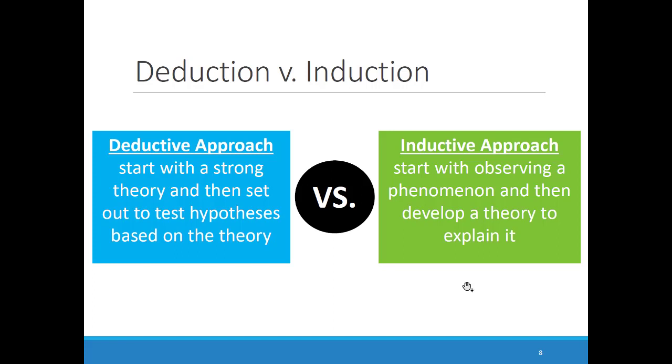However, inductive research in the green box on the right-hand side is gaining traction in IO psychology. So that means that more and more researchers are doing this. And in inductive research, we start with observing a phenomenon, and then we develop a theory to try to explain it.